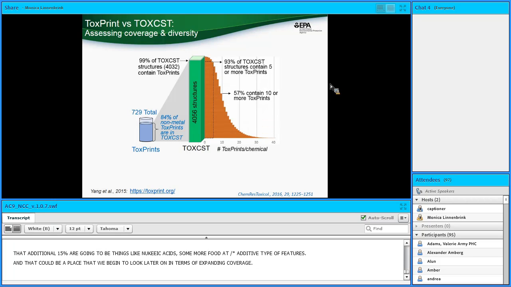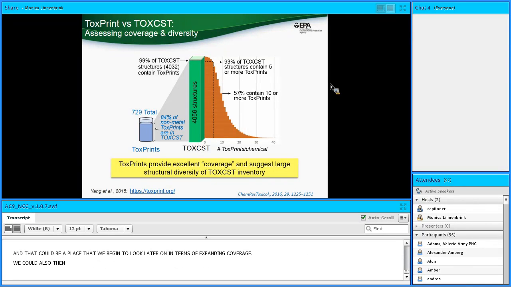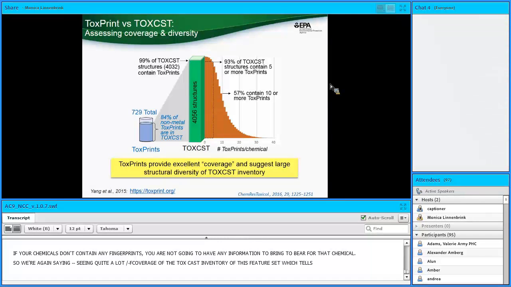We could also then look at how many features are present in each of the ToxCast chemicals. Why this is important is because we're intending to use ToxPrint as a fingerprinting method. A fingerprinting method is only as good as how represented it is within your library. If your chemicals don't contain any fingerprints, you're not going to have any information to bring to bear for that chemical. So we're, again, seeing quite a lot of coverage of the ToxCast inventory of this feature set, which tells me it's a good place to start.